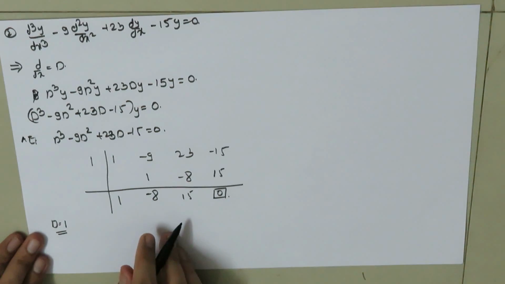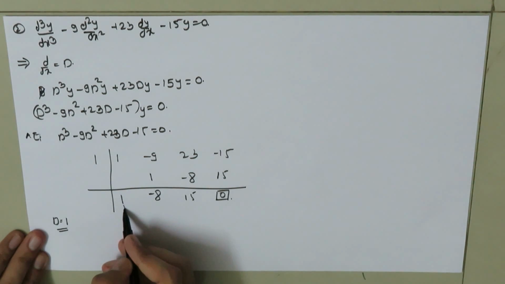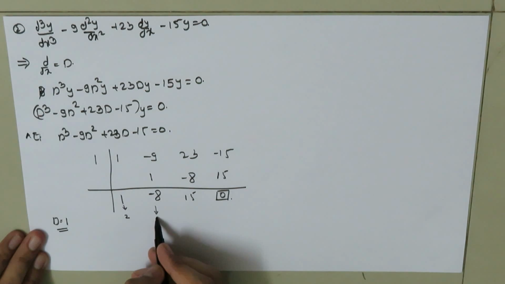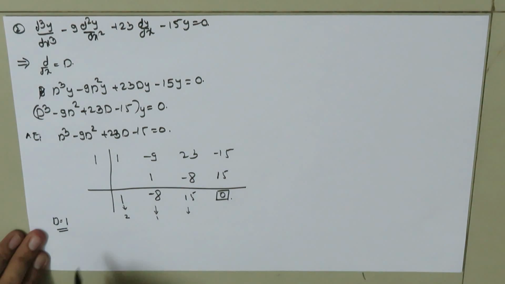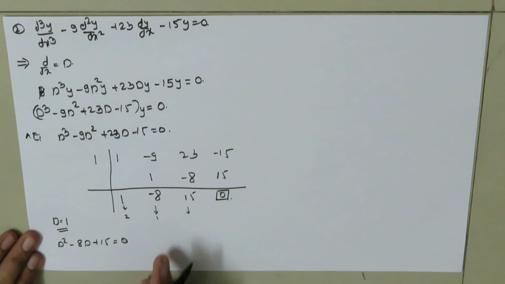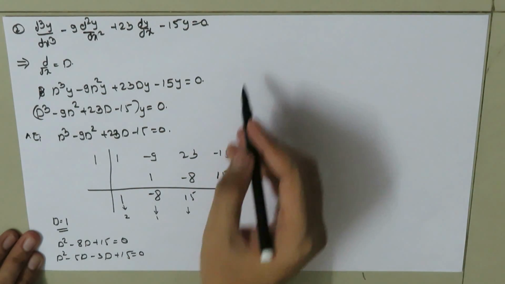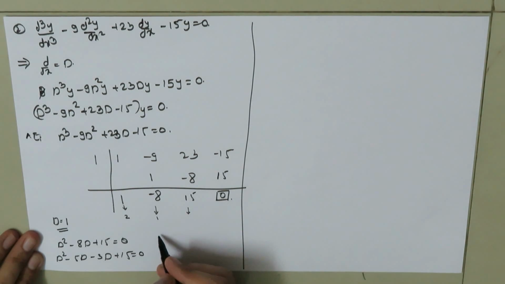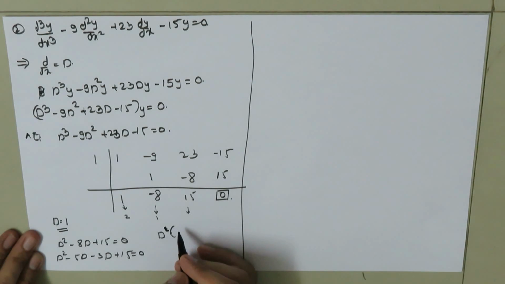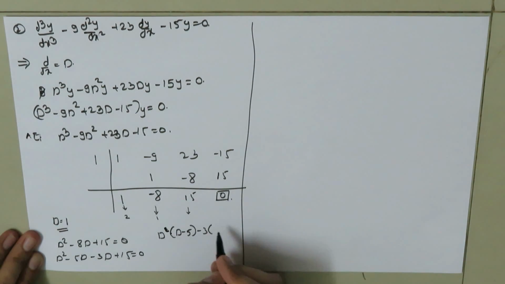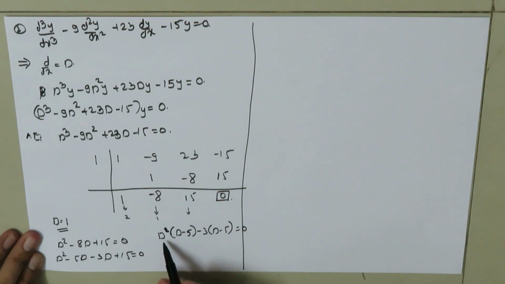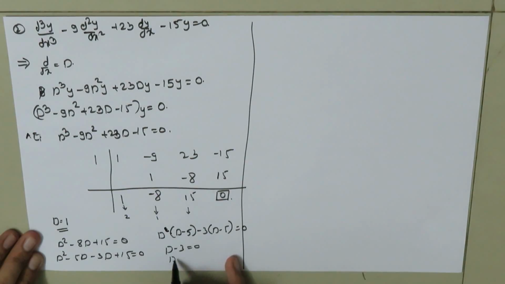Now in order to find the other roots, this belongs to D square, this belongs to the power 1 of D, and this belongs to constant. So D square minus 8D plus 15 is equal to 0, and by splitting the middle term we can write this equation as D square minus 5D minus 3D plus 15 is equal to 0. And now we are going to take D common, D minus 5 minus 3 D minus 5 is equal to 0. Let us verify this. D square minus 5D minus 3D plus 15. So D minus 3 is equal to 0 and D minus 5 is equal to 0.